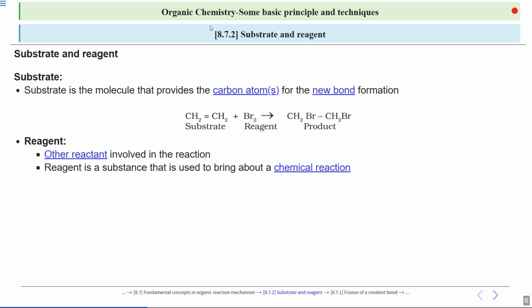So you can say that a reagent is a substance that is used to bring about a chemical reaction, because it is either changing the functional group or introducing a functional group. Like in the given example, it is introducing bromine in the ethene molecule.